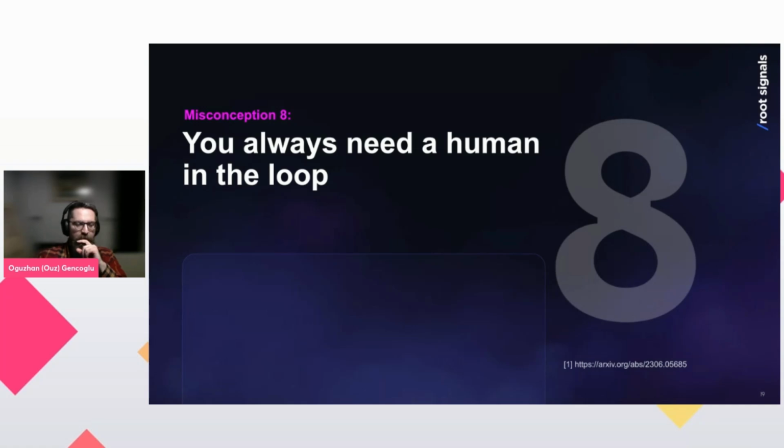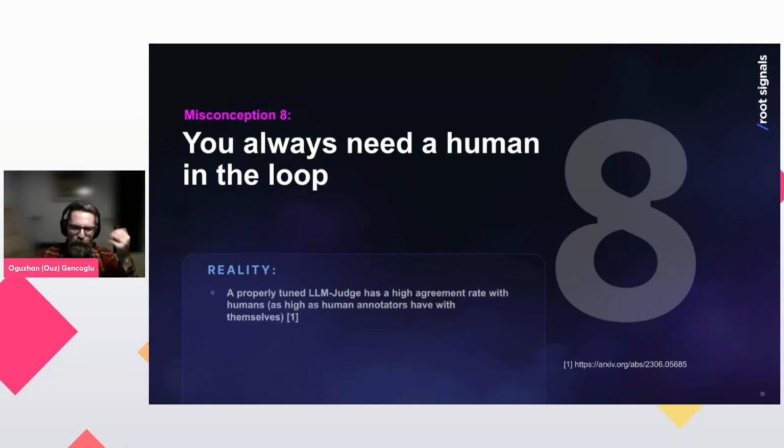Misconception number 8 is you always need a human in the loop. A human in the loop is always needed for all sorts of use cases. This is a misconception. Of course, as with many things in life, it depends on the use case. Now, there is quite some research, and this is one of them.